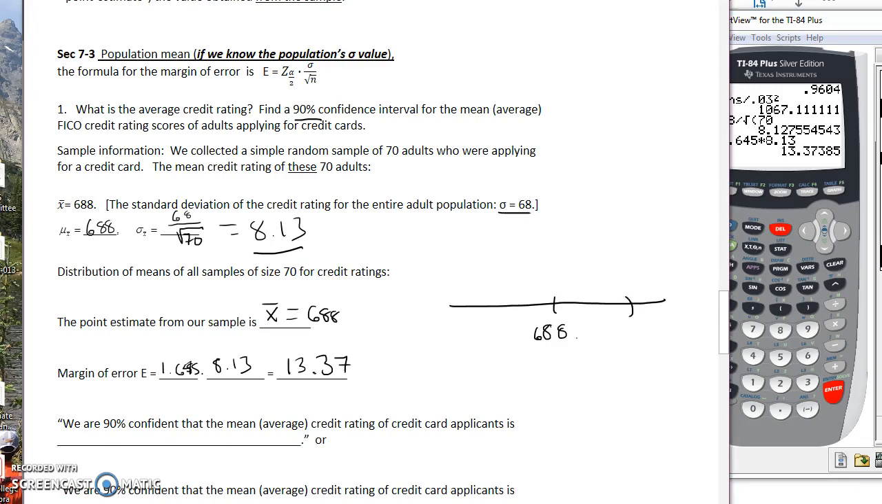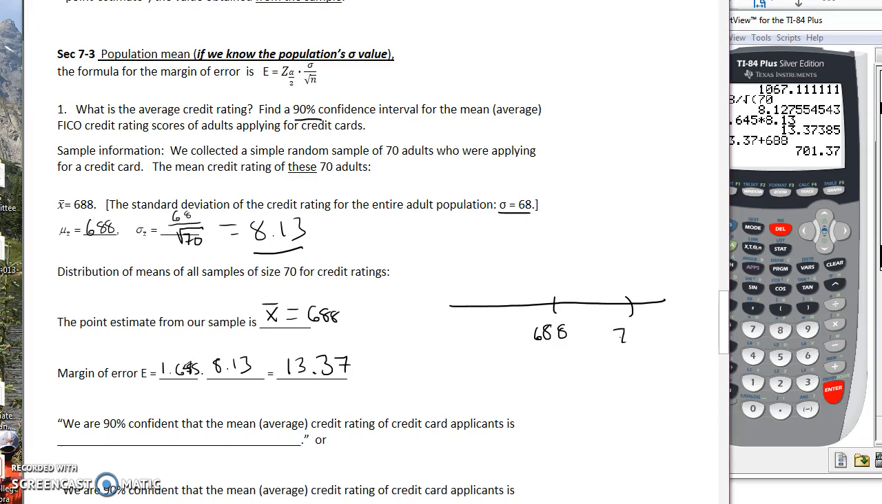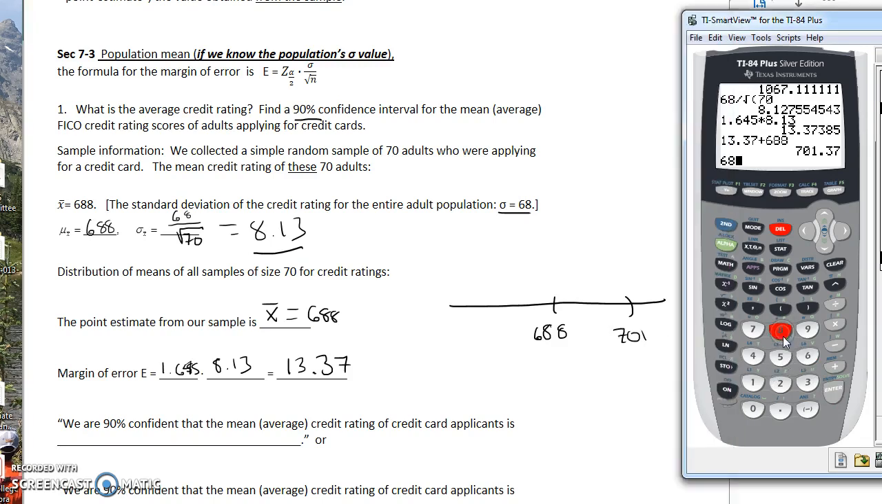So I'm going to add 13.37 to 688. And I get 701.37. Let's just round this to a whole number. And then I'm going to take 688 and subtract 13.37. 688 minus 13.37 is 675.